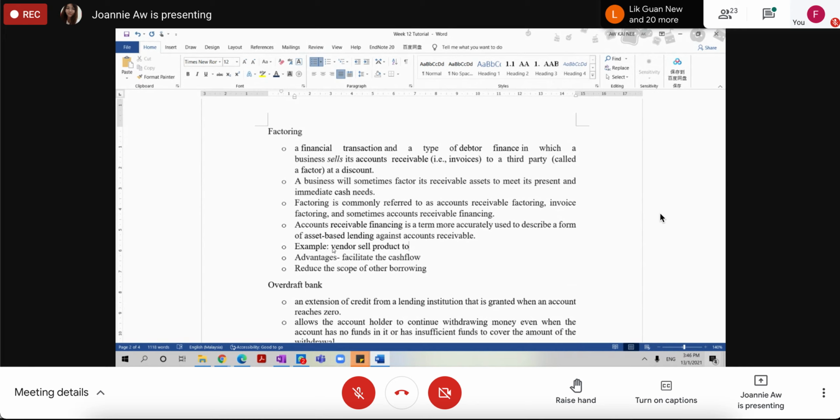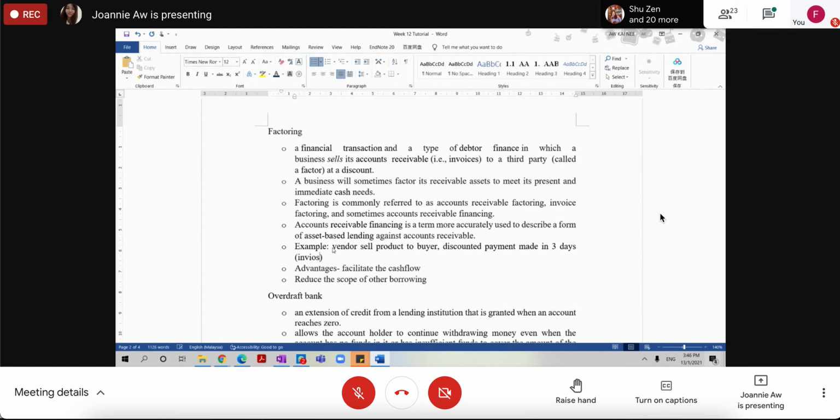Like the vendor want to sell the product or service to the buyer, and then the discounted payment will be made within 3 days from the approved invoice, and then finally the full payment will be made from the buyer. Are you sure?